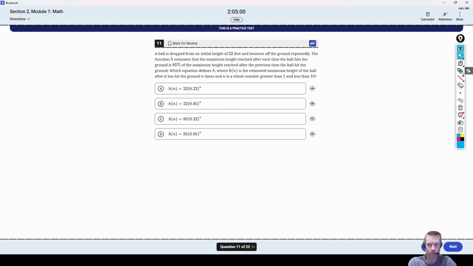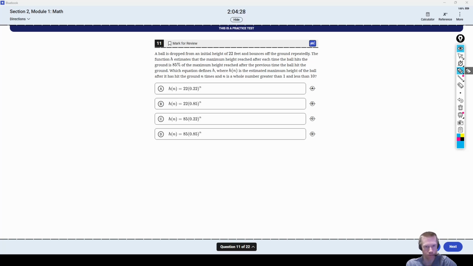Next up, question number 11. So here you have a ball. It's dropped from an initial height. They tell you it bounces off the ground repeatedly, and each time it comes up to 85% of its previous height. And they want to model this as an exponential function. So h of n is the height of the ball, how high it bounces up after it hits the ground n times, where n is a number between 1 and 10.